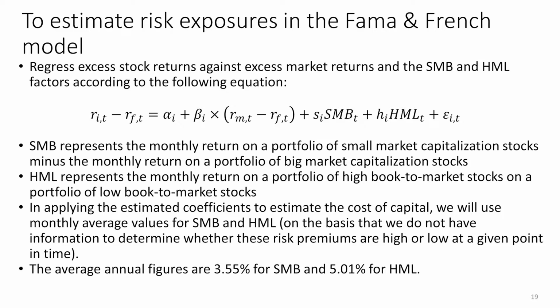For the market risk premium, it is possible to use contemporaneous market information to make an estimate of whether the market risk premium is above or below average at a point in time. But there are no generally accepted indicators for whether SMB or HML are above or below average at a point in time. According to historical average estimates, we will use an estimate of 3.55% per year for SMB and 5.01% for HML. To estimate the coefficients on the Fama and French model, we can perform exactly the same regression analysis as before, but with 2 additional variables in the equation, the monthly figures for SMB and HML.